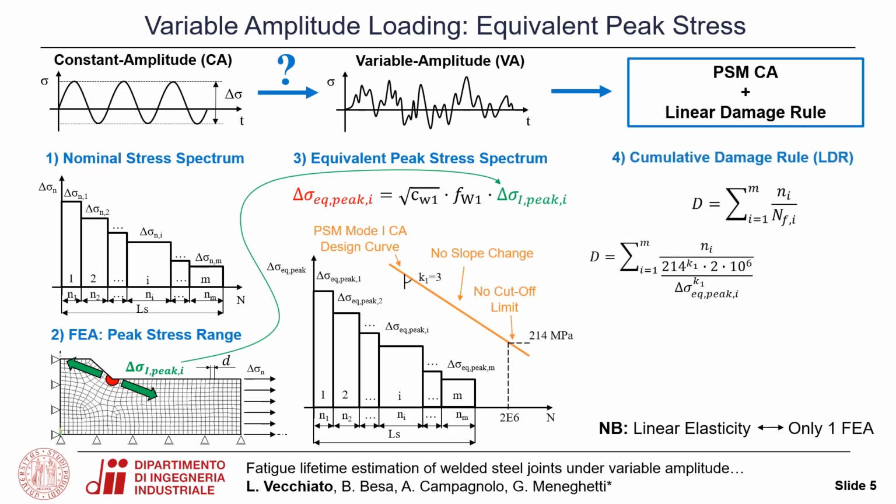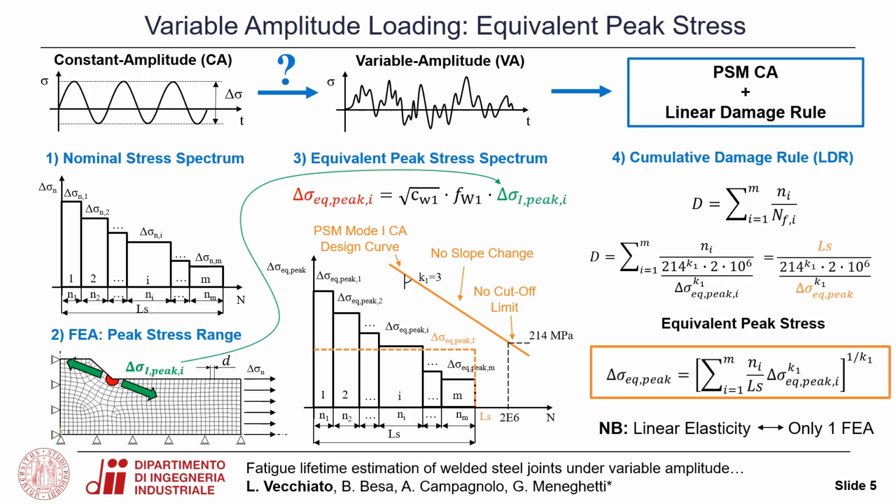So the last step requires the application of the linear damage rule. The number of cycles to failure for each applied stress can be computed from the PSM Mod 1 design curve we have seen before. Moreover, a constant slope k1 with no cutoff limit has to be chosen. Finally, an equivalent constant amplitude peak stress can be obtained by equating its fatigue damage with the one of the spectrum.